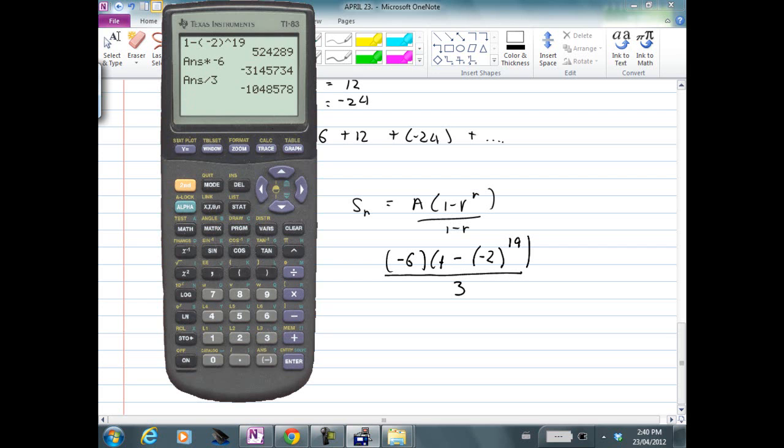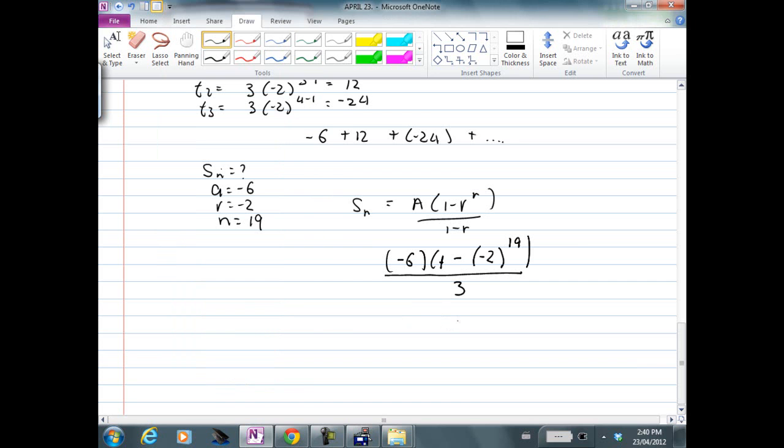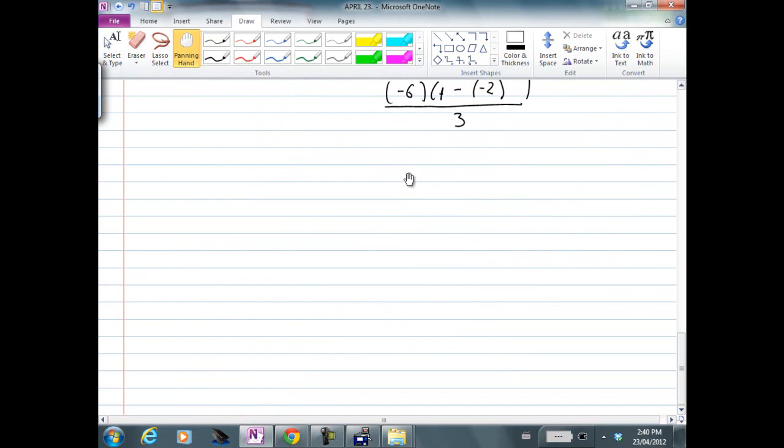Is that the end of my notes? No, I'm going to give you one last question. You can figure out how to do this on your own. Sigma, x equals 7 to 11, log base 2 of x. Solve it.